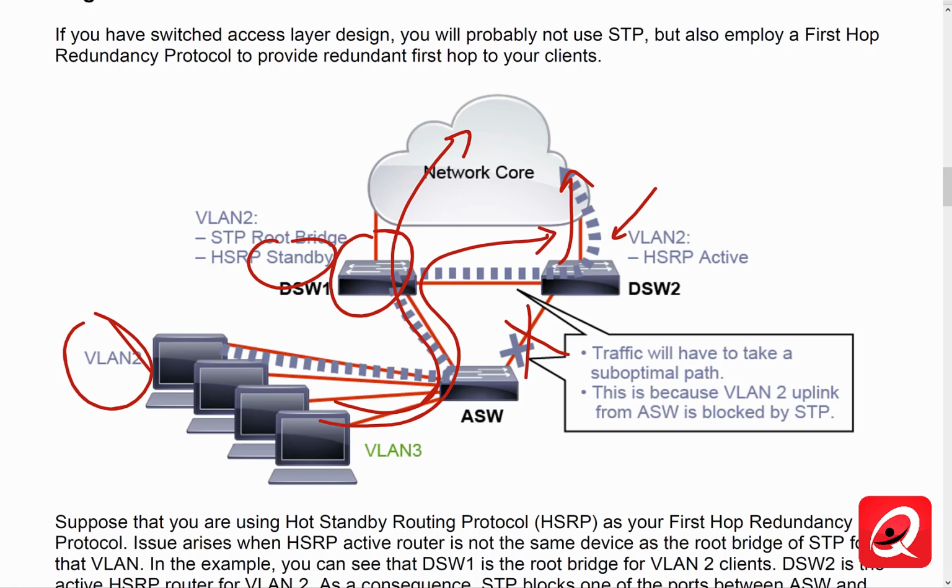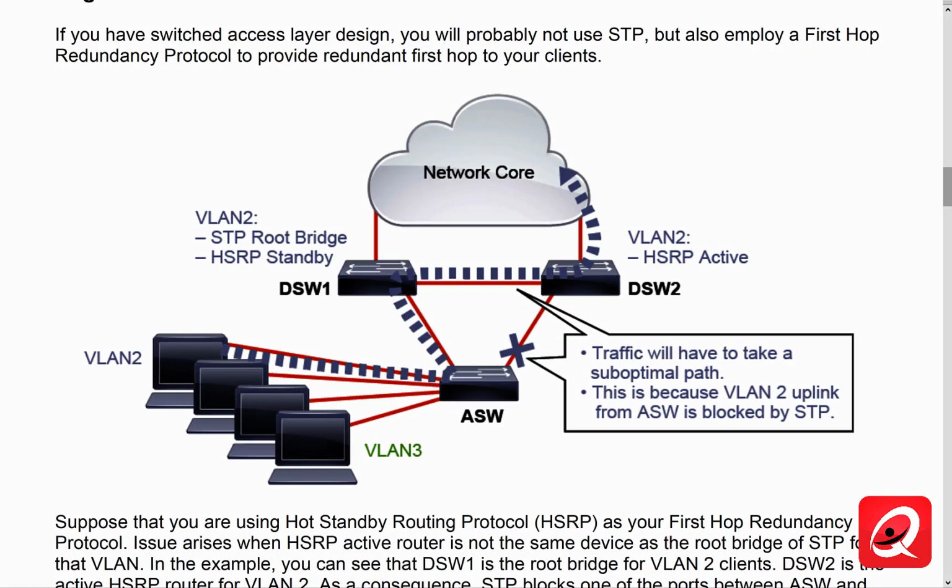So oftentimes when we're implementing these two protocols together, we make sure we synchronize, or at least align, the HSRP configuration with the spanning tree configuration. It goes a little bit further than that because we also have to deal with the timers. If we're running rapid spanning tree, for example, and we're running HSRP version 1, well, actually even version 2, I think both versions have the same timers.